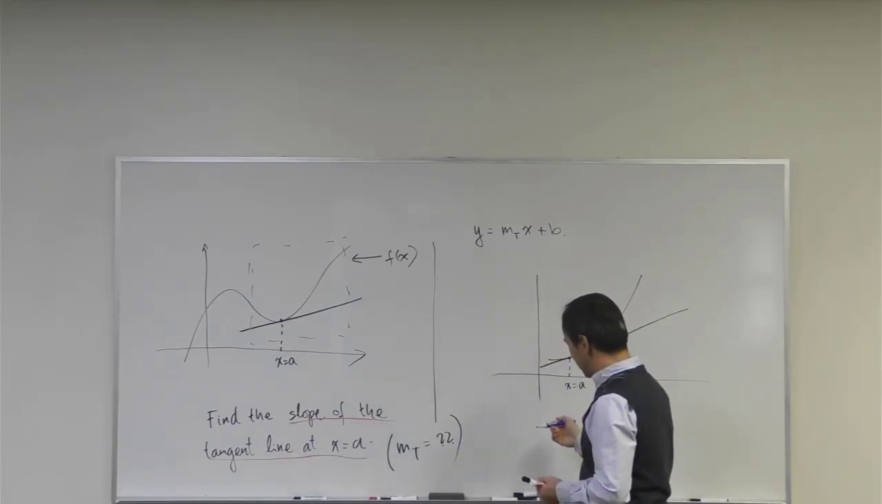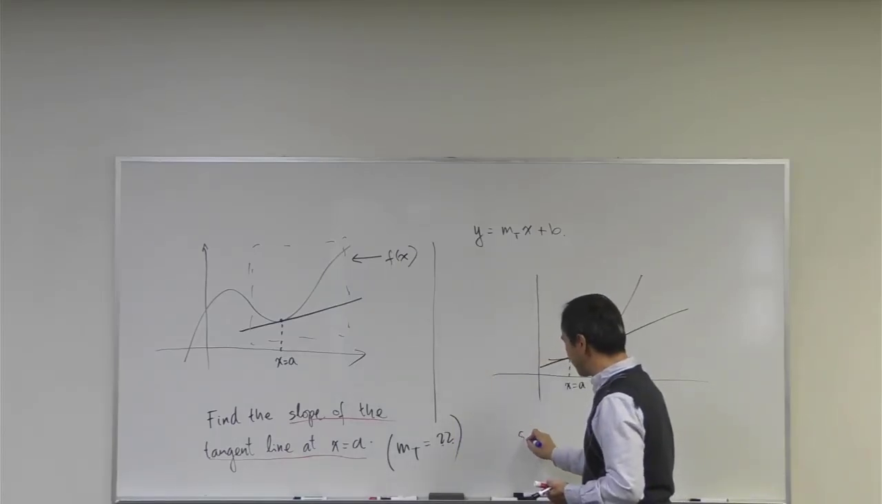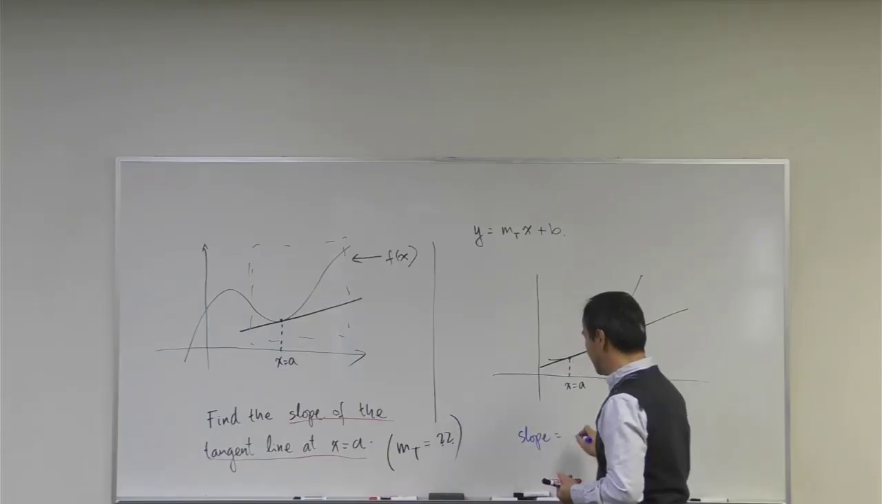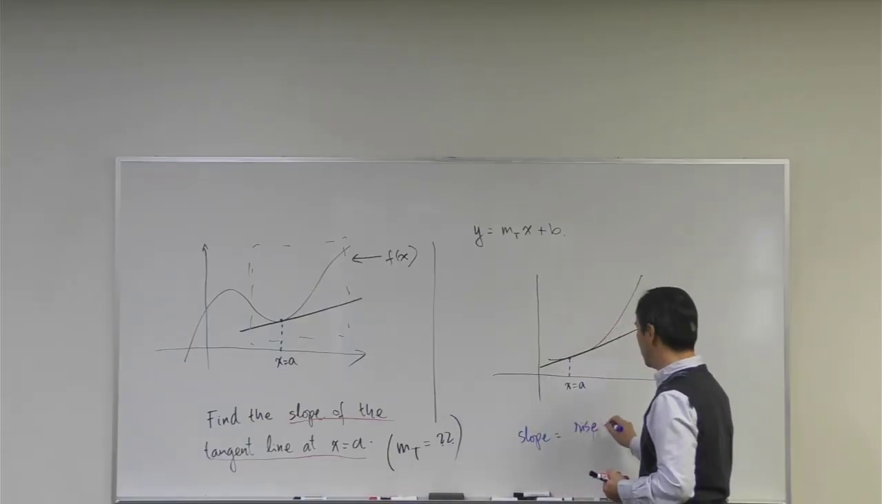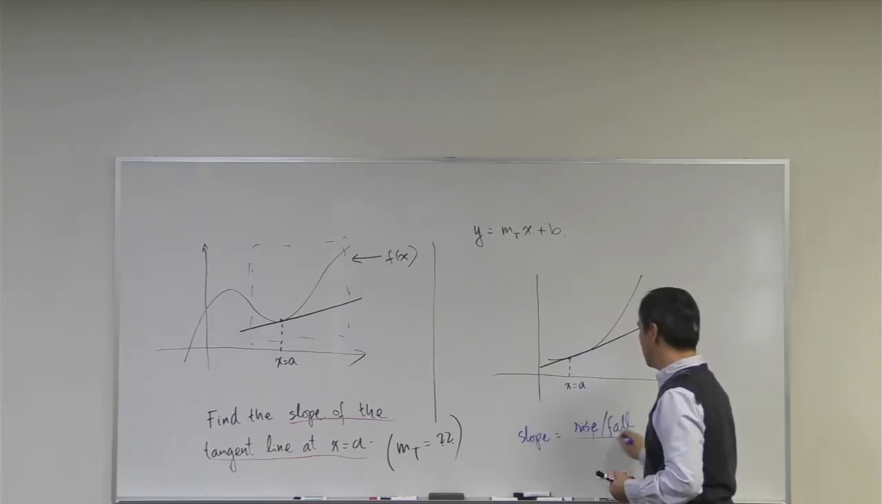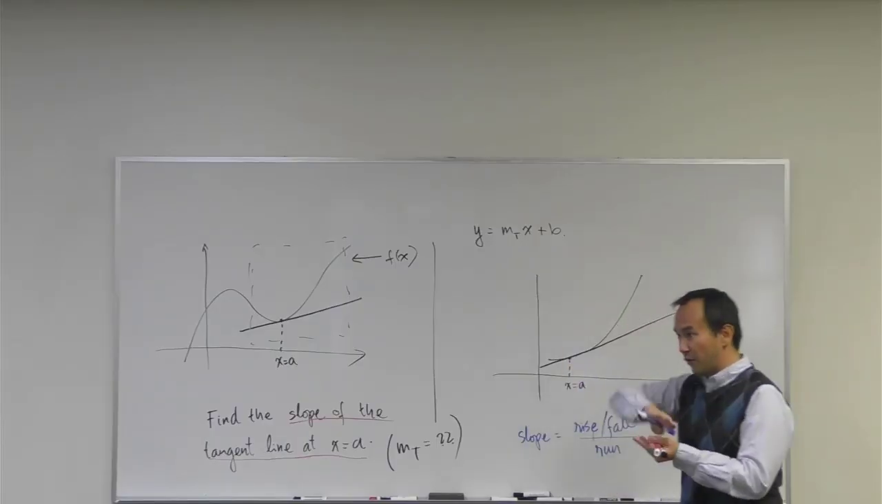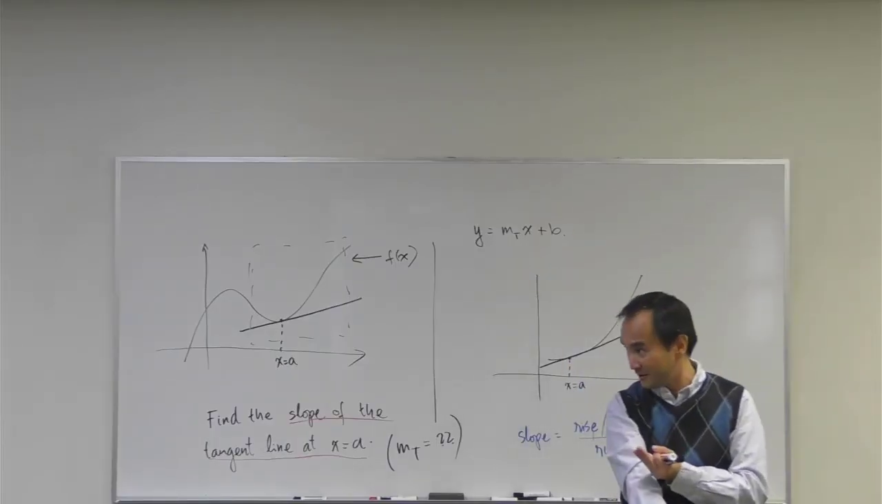How do we calculate slope? You guys mentioned it to me, slope, right? The way we're doing it is rise or fall over a run. See what I'm saying? Rise or fall, because the graph could be rising, or the graph could be falling.